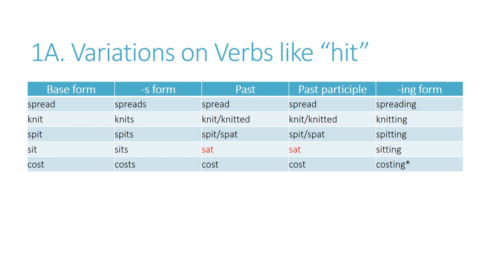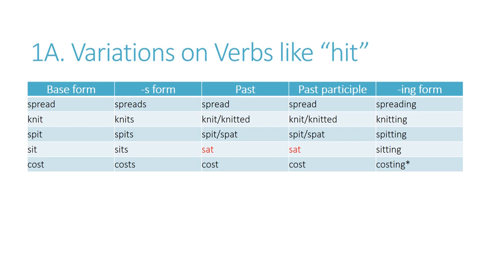The next one is knit, which actually has two acceptable forms in the past and the past participle. It follows the same pattern as hit, knit, knit, knit, but it can also take on a regular verb ending, ed, for example, knitted in the past and past participle. Notice that the T is also doubled before you add the ed ending in this case.